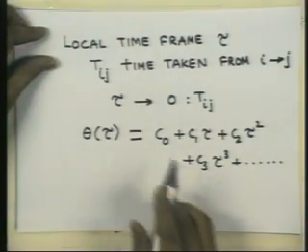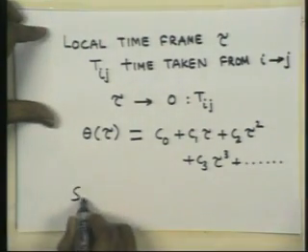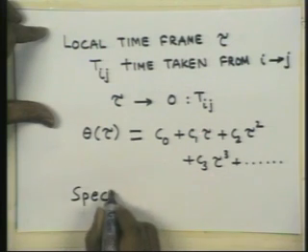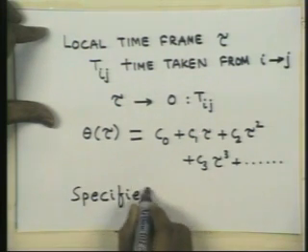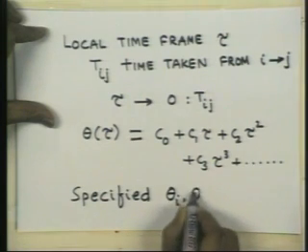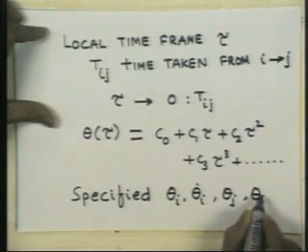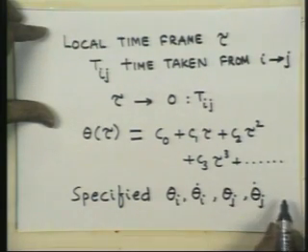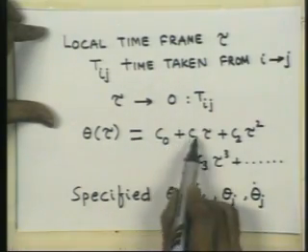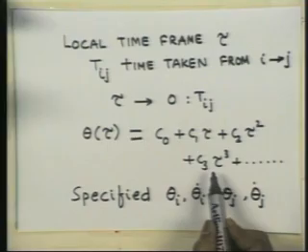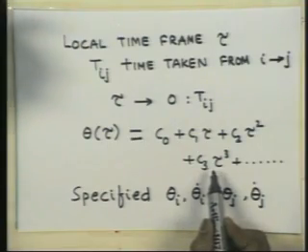So, supposing you have the constraints as specified: theta I, theta j, theta I dot, theta j dot. That means 4 coefficients can be determined because 4 constraints are specified, and so you can determine C naught, C1, C2, C3. So, you can do a cubic polynomial curve fit for the motion between the points I and j. Okay.